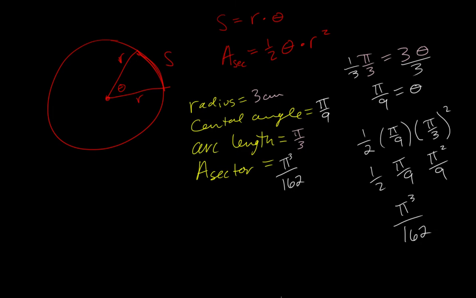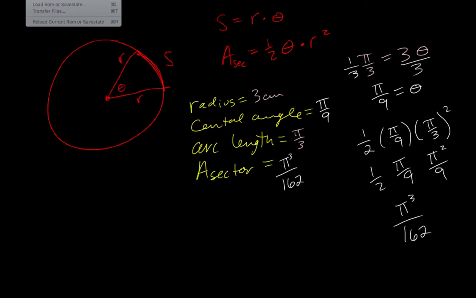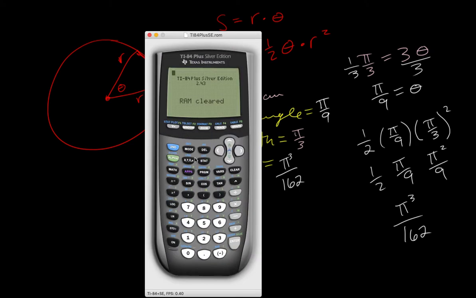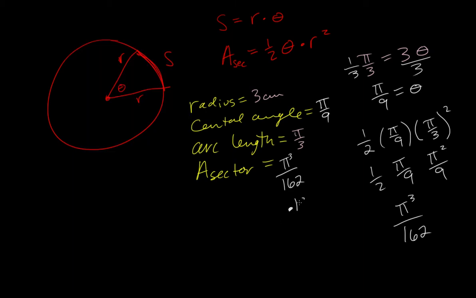So I'm actually going to plug this one into a calculator. So pi raised to the third, and then divide that by 162. And so the area of the sector is 0.1191. Once again, leave it like that or turn it into a decimal, whatever you want to do.